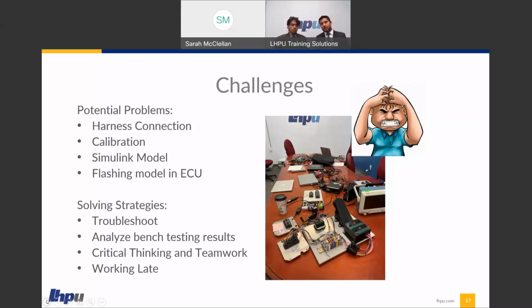The other thing was critical thinking and teamwork. We need to make sure that everyone is on the same page. So Mashroor and I worked late as well, and we developed good communication so we could execute in a good manner. So these were some of the challenges of this project.